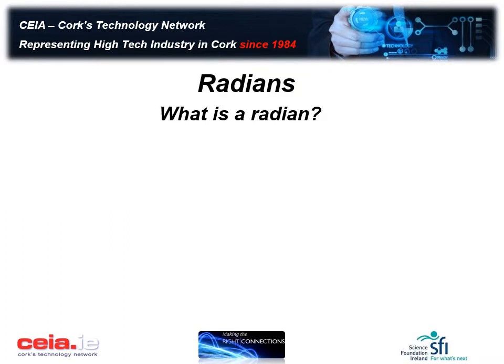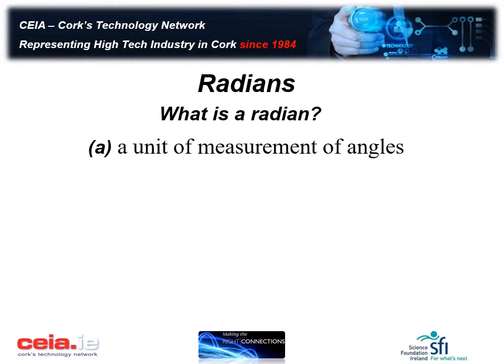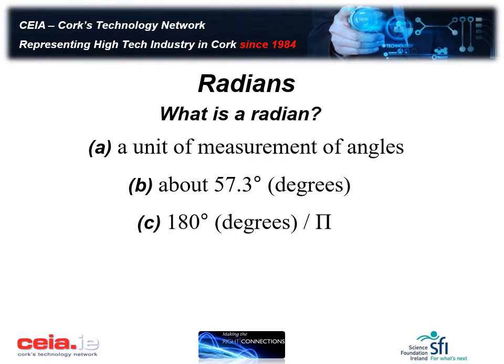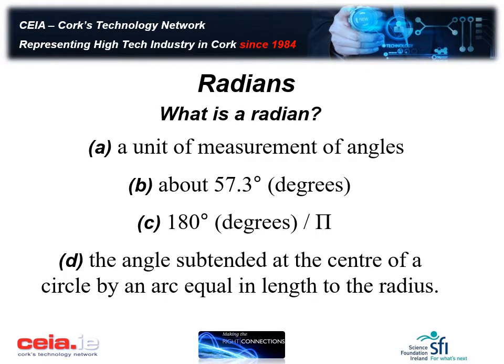Okay, before we go on, I want to talk about radians. And I want to check what is your understanding of what is a radian. We're going to do a little multiple choice quiz to see what people think. So what is a radian? Is it a unit of measure of angles? About 57.3 degrees? 180 degrees divided by pi? Or the angle subtended at the center of a circle by an arc equal in length to the radius? Have a think about it.